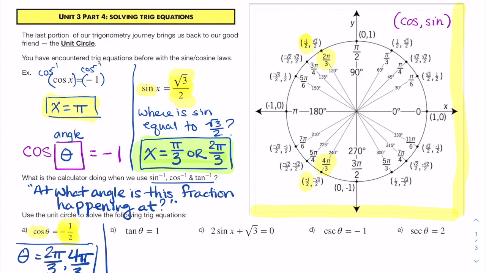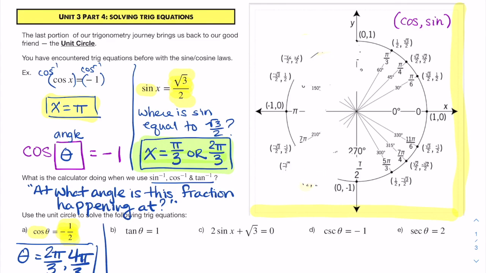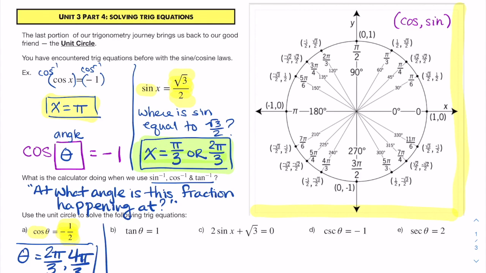Okay, next one. So now I want tangent. So here's the thing with tangent. For tangent, remember that we didn't have it specifically on the circle. So you could go around and fill it all out. Or you could just remember that tangent, you might remember that meme that we talked about.